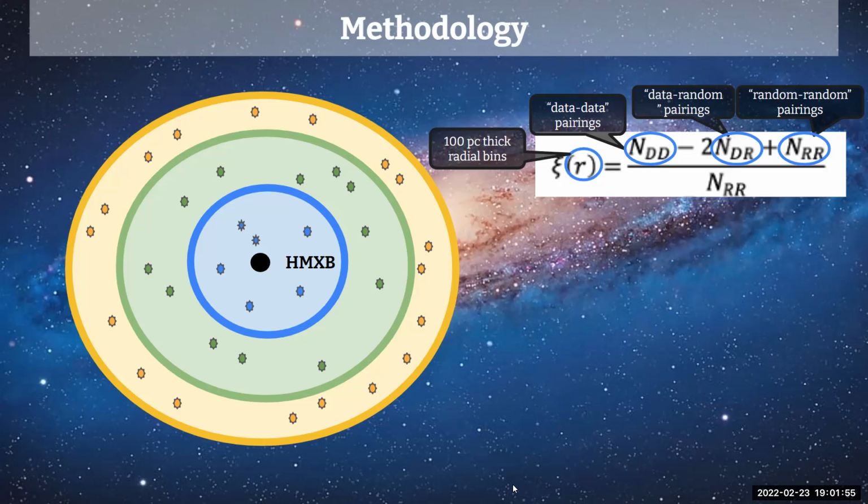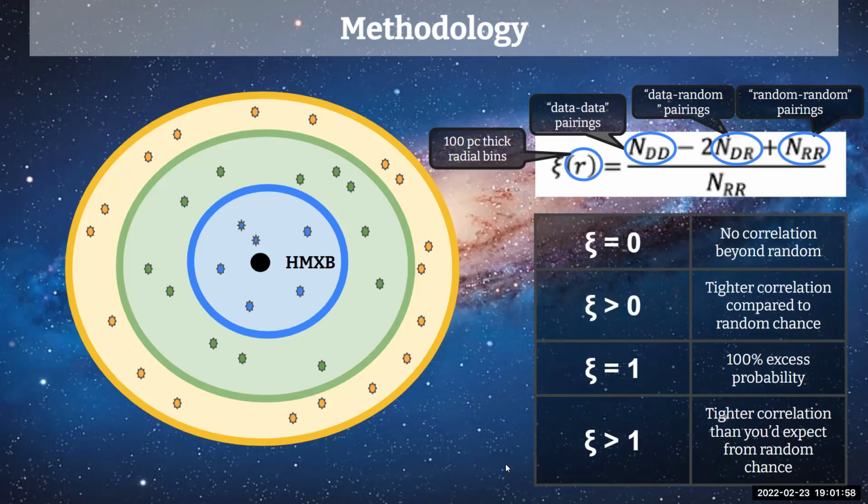So, how do we interpret xi? At xi equals 0, there is no correlation beyond random. In other words, the probability of finding these two sources near each other is exactly equal to the random chance probability. At xi greater than 0, there is a tighter correlation compared to random chance. At xi equal 1, there is 100% excess probability, meaning you are twice as likely to find sources near each other compared to random chance probability. The higher the xi function, the more tightly clustered the populations of young star clusters and high-mass X-ray binaries are.